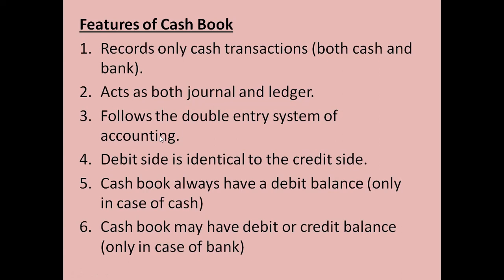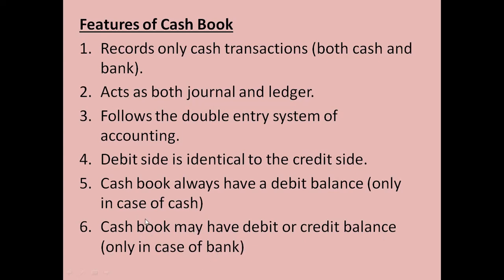Yes, that is why we are able to apply the golden rule of accounting, that is, debit what comes in, for the real account. Point number 4, the debit side is identical to the credit side, which means the total of the debit side should match the total of the credit side, because we are following the double entry system of accounting, or double entry bookkeeping. Point number 5, the cash book always has a debit balance, but only in case of cash, and may have a debit or credit balance in case of bank.